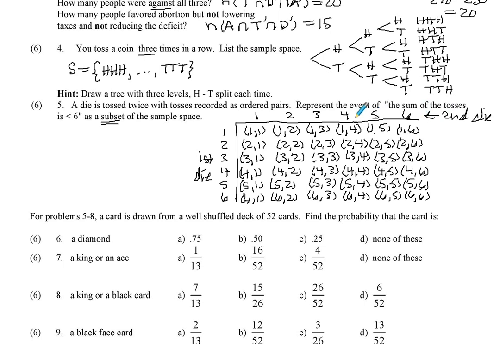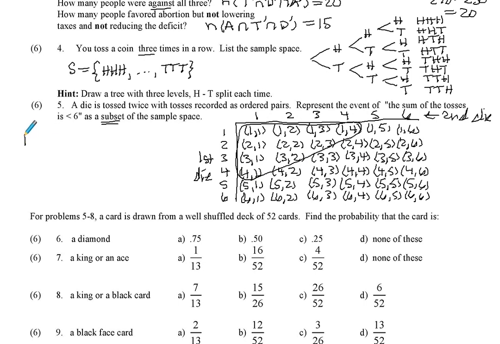And so we want to now represent the event: the sum of the tosses is less than 6. And remember that the sums are constant on these cross diagonals here. So sum of 2, sum of 3, sum of 4, sum of 5, and sum of 6. And we want our sum to be strictly less than 6. So let's see, that's going to go down to this diagonal here. So that's going to be the outcomes inside that triangle right there.